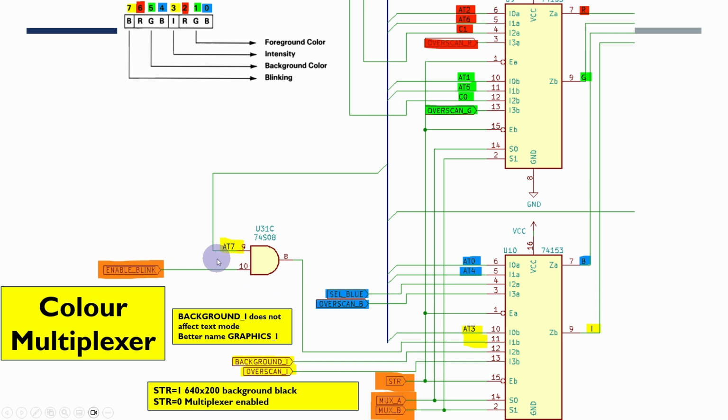So this is how I was able to determine that the documentation was not actually completely accurate. So background I does not affect the text mode. It probably would be better called graphics intensity, for example.